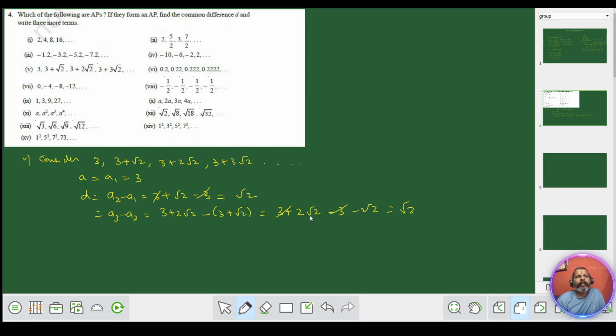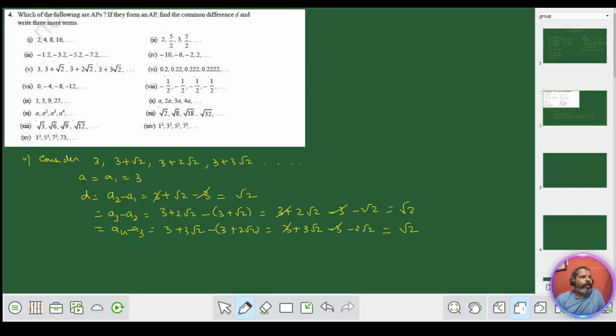because root numbers we treat them as variables only, like x, y, and we add or subtract the coefficients for the root numbers. Here 2 root 2 has a coefficient 2, minus root 2 has a coefficient minus 1. So 2 minus 1 is 1 only, root 2 will come like that. A4 minus A3, 3 plus 3 root 2 minus bracket 3 plus 2 root 2 becomes 3 plus 3 root 2 minus 3 minus 2 root 2, 3 cancels, plus 3 root 2 minus 2 root 2 means you subtract the coefficients because they have negative sign. 3 minus 2 becomes 1 and root 2.